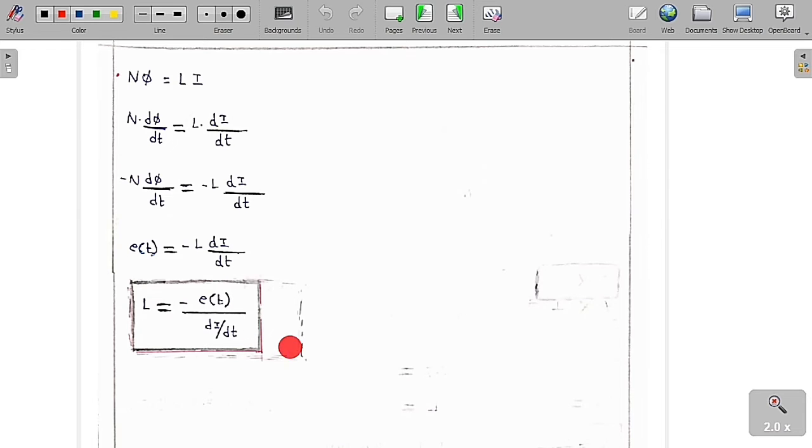So these are the different formulas of the self-inductance. Simply remember this formula: L is equal to N phi by I, or N square by R, or minus E of t by di by dt. So these are different expressions of the self-inductance.